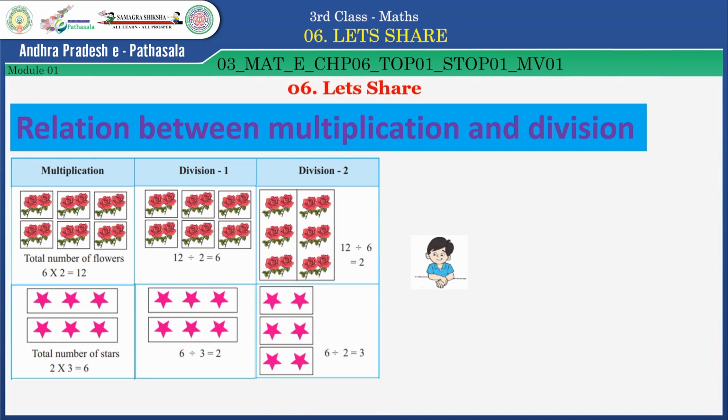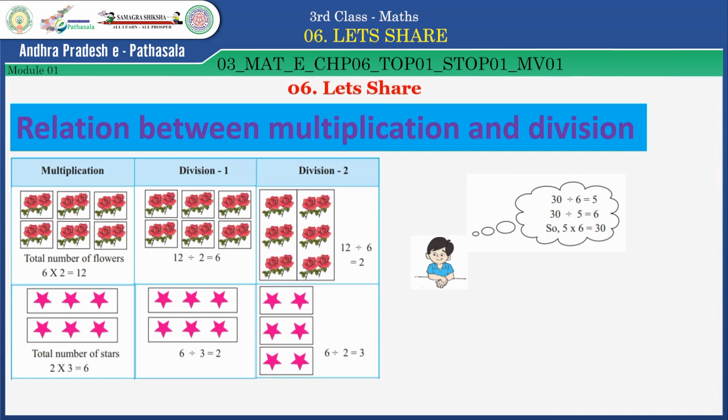And the total number of stars is 6, and 2 stars are in each box. Then the total number of boxes is 6 divided by 2, which is equal to 3.